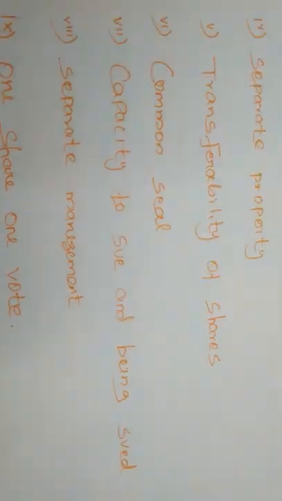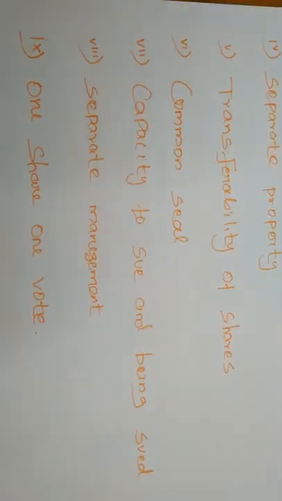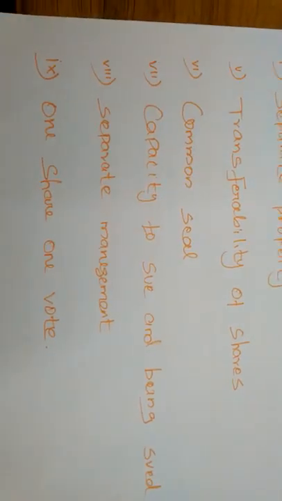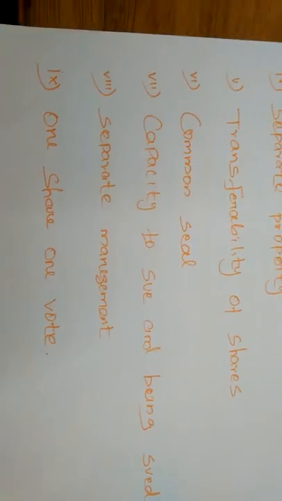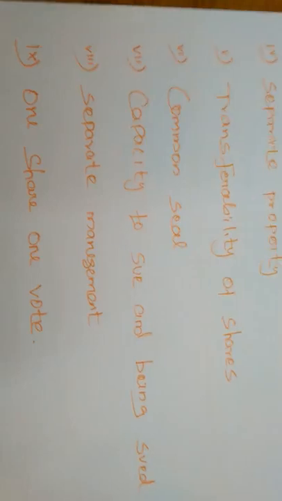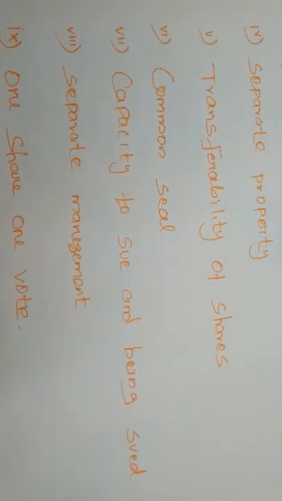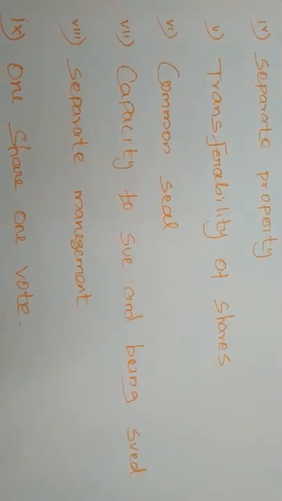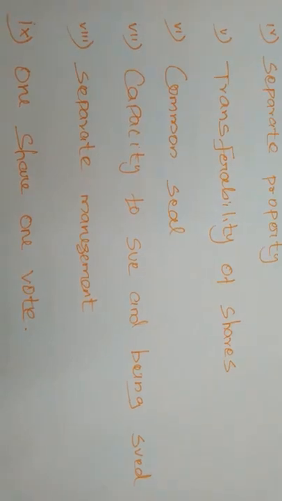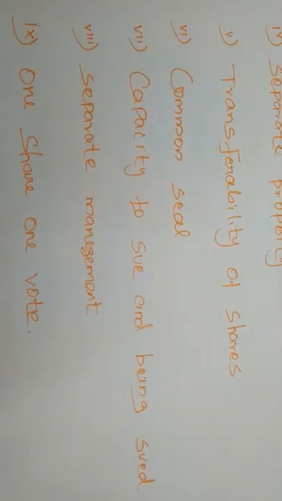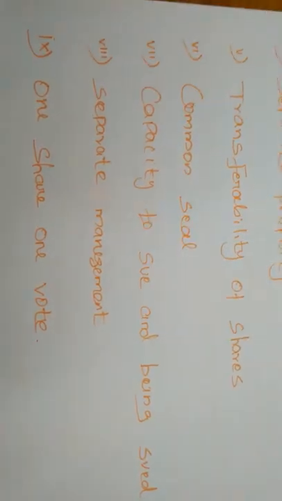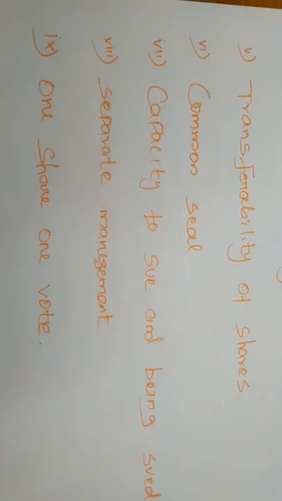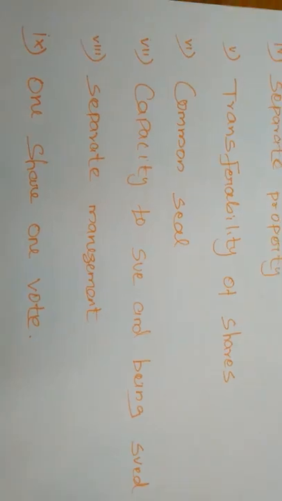Next, capacity to sue and be sued. A company can sue or be sued in its own name as distinct from its members. The third parties also have the rights to make a complaint in the name of the company, and the company also will have the rights to sue the third parties or the members themselves.